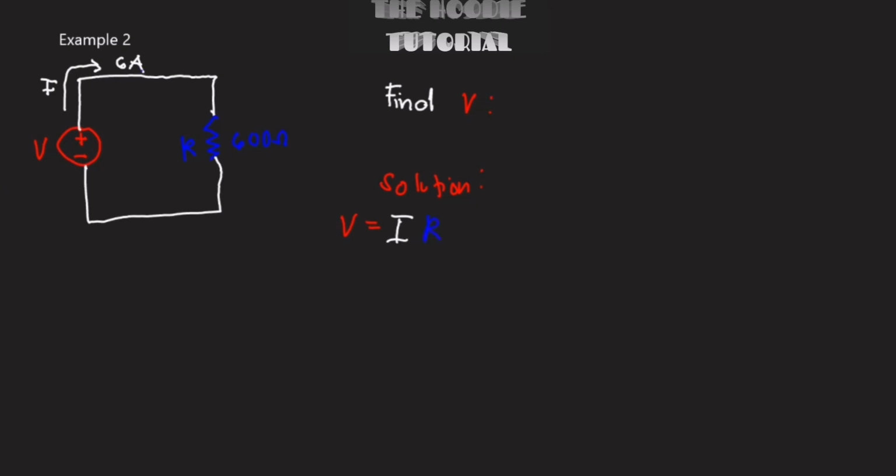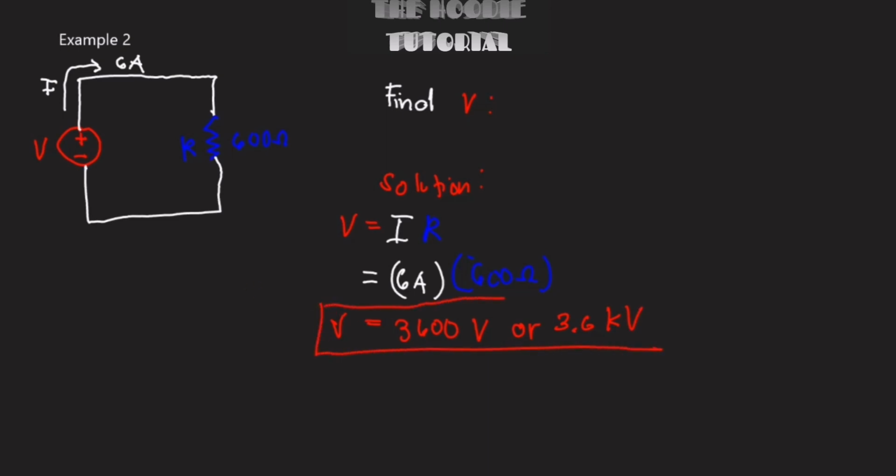So our current in this circuit is obviously 6 amps. We put that 6 amps right here, and then the resistance, we have 600 ohms. So therefore we have a voltage, multiplying these two, of 3600, and the unit of voltage is volts, or capital letter V, or that is also equal to 3.6 kilovolts. Both are the same answer. So this is going to be the answer in example number 2.